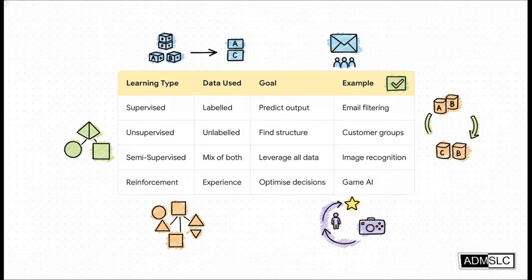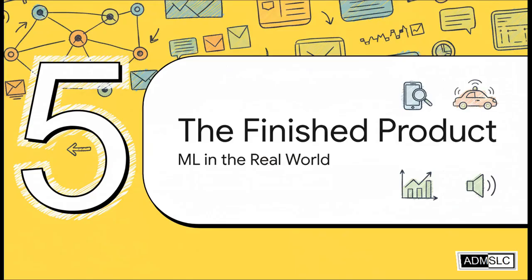But then there's reinforcement learning, and that's a totally different way of thinking. This is all about learning through trial and error. Imagine teaching an AI to play a video game. You don't give it a rule book, you just give it a score. It gets rewarded for good moves, penalized for bad ones, and after millions of tries, it eventually learns the best strategy to win.